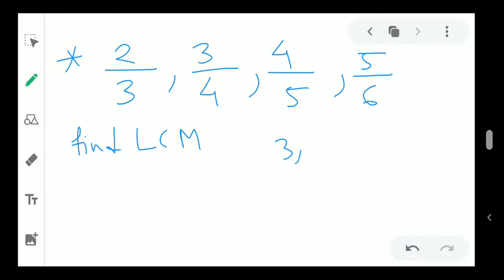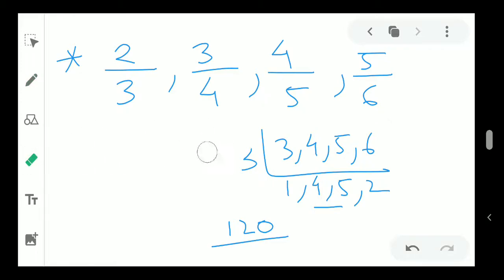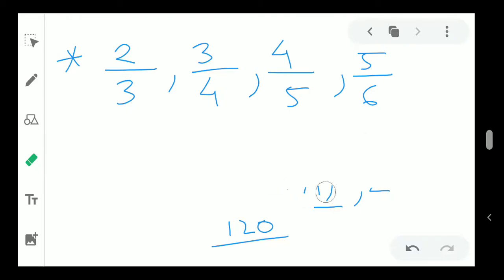So 3, 4, 5, 6. If we find LCM, it will be 1, 4, 5 and 2. So that means you just have to multiply everything. So 4 5s are 20, 20 and 6, that means 120. So the LCM is big. 6 and 20, yes, 120. So LCM is 120. So I have to make the denominator equal to 120 here.